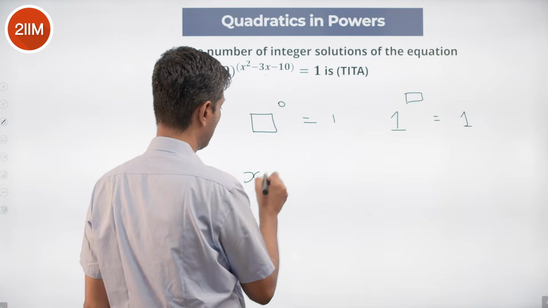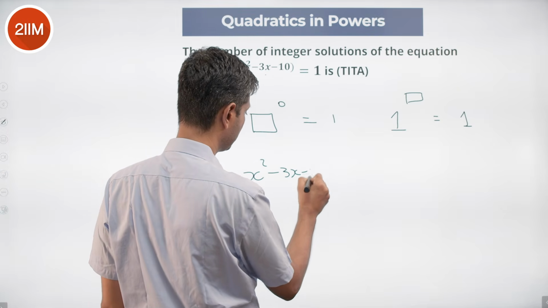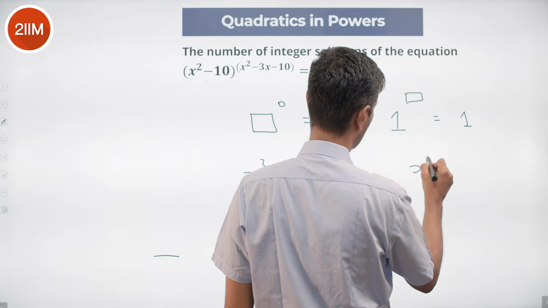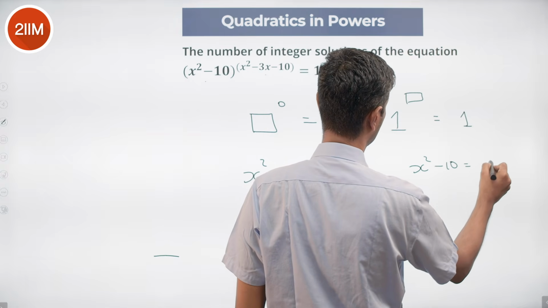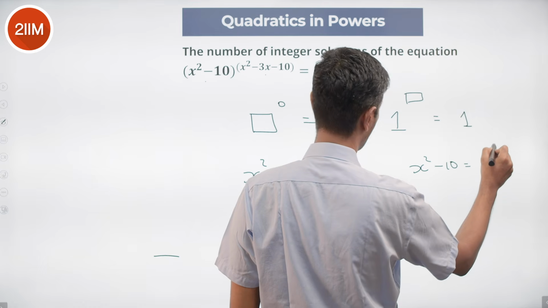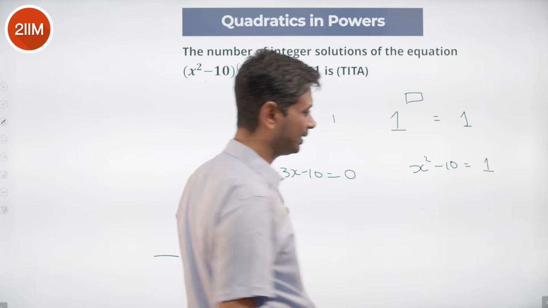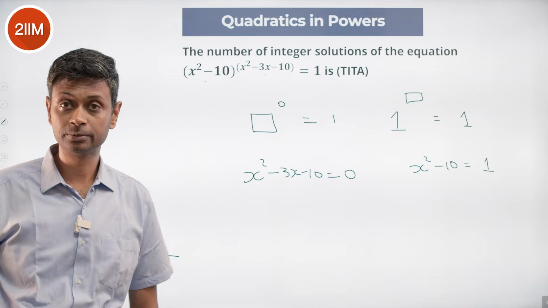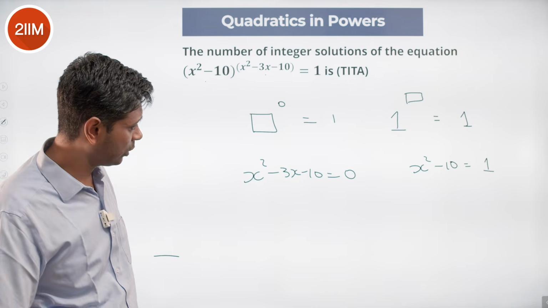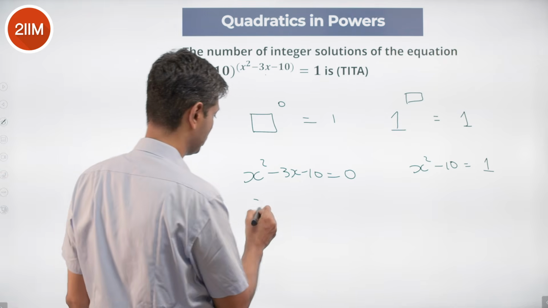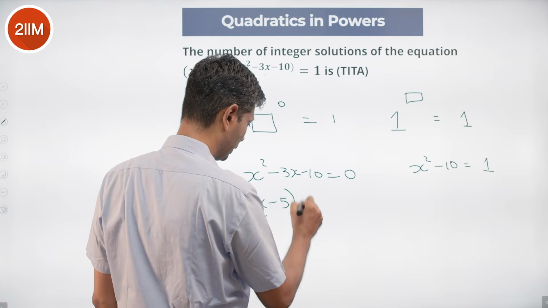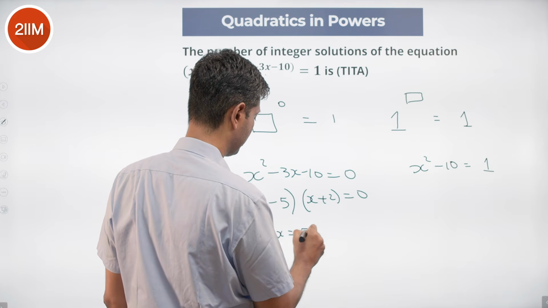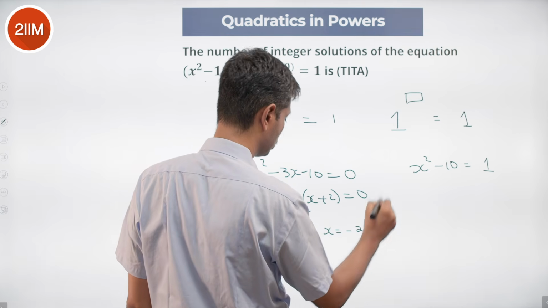I'm going to say x square minus 3x minus 10 equal to 0, get the answers. I'm going to find x square minus 10 equal to 1 and get the answers. And then think about simplifying this. Nice. So x square minus 3x minus 10 is 0, or x minus 5 into x plus 2 equal to 0. X is 5 or x is minus 2.